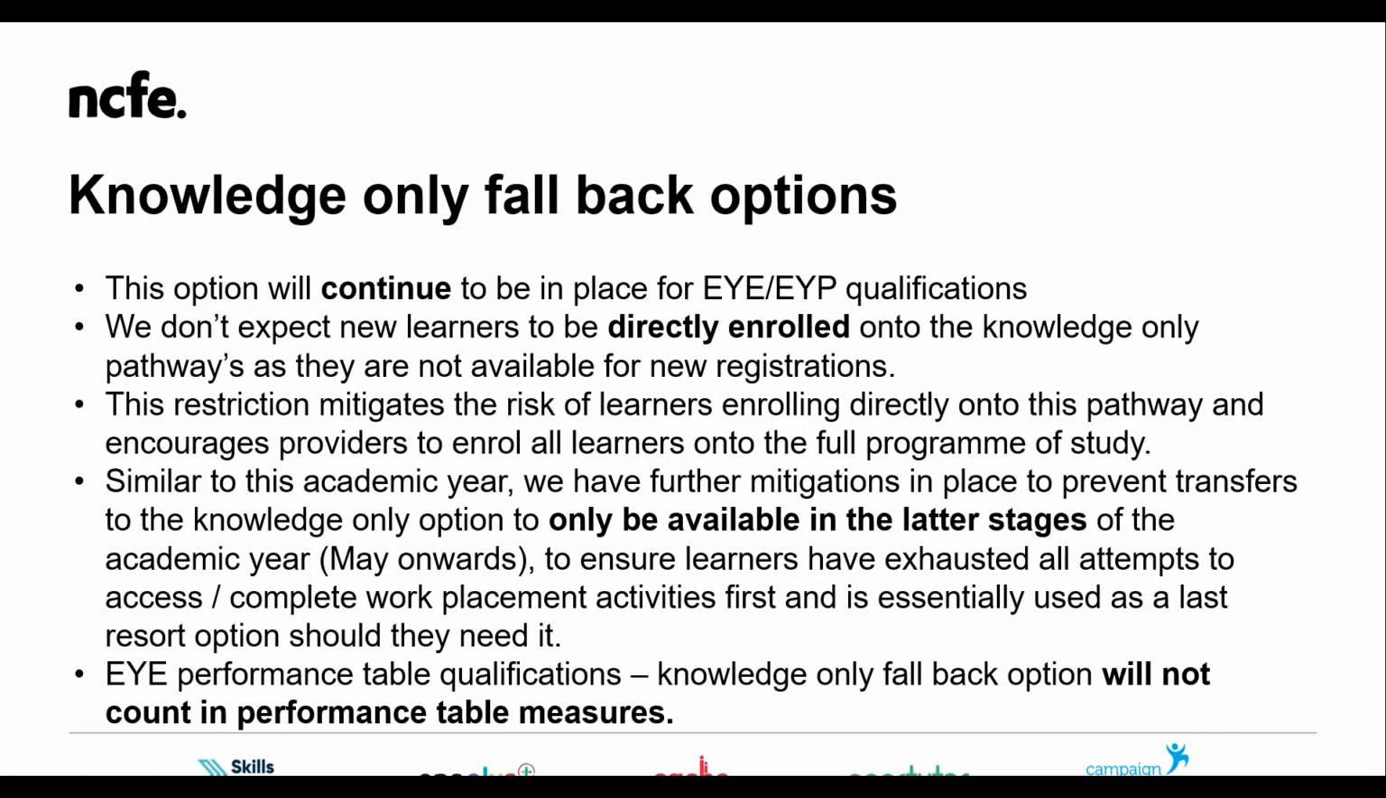And essentially, the fallback option is used as a last resort to support those learners who are not progressing to employment but wish to progress to further or higher education. Now, one thing to really note this year is given in 2021 performance table measures were relaxed this year, they weren't essentially in place. In the next academic year, performance table measures will be going ahead. And with that in mind, when we've had this adaptation approved by the Department for Education, one of the measures that they put in place was that it will not count in performance table measures.